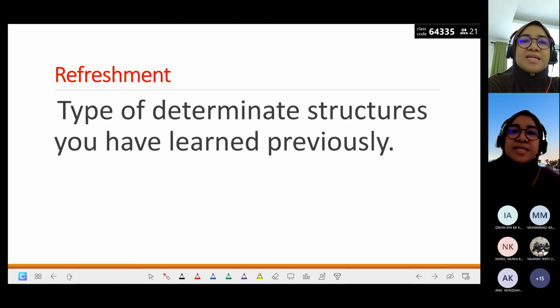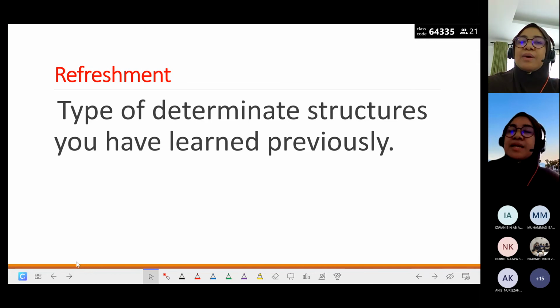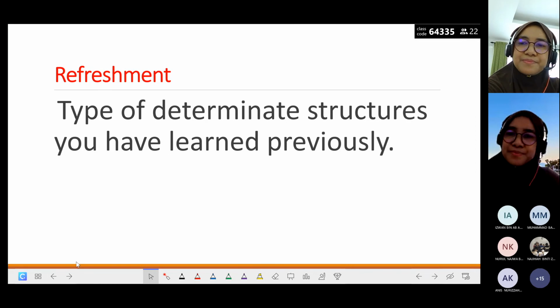Okay, so this is just a refreshment of what you learned previously in the determinate structure course. This is the prerequisite course. I asked this question of group F this morning. Can anybody tell me the types of determinate structure you learned previously under CES 424? Do you still remember?